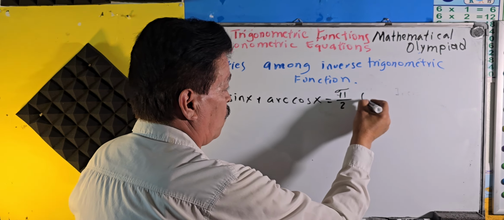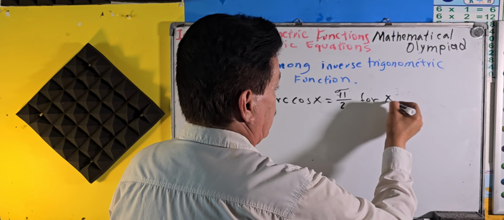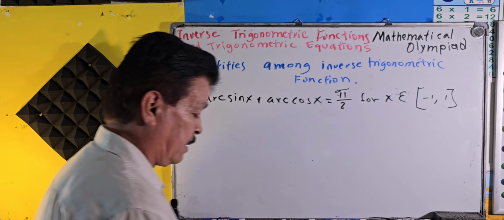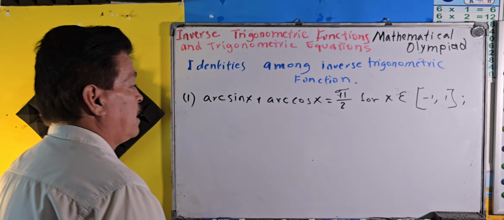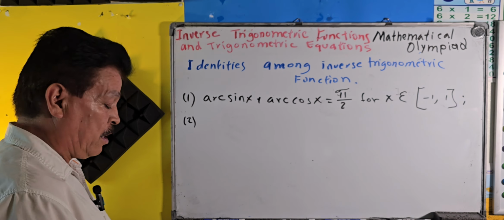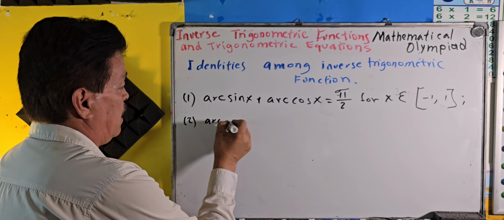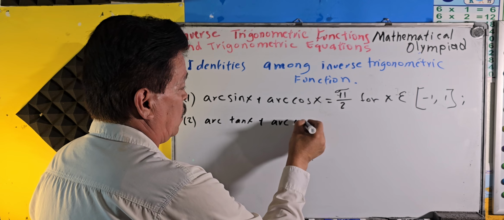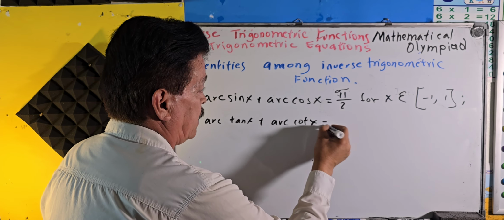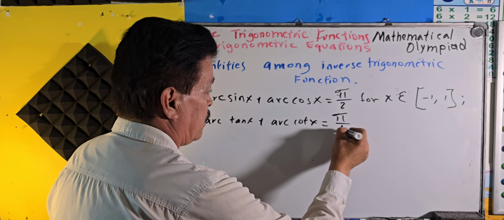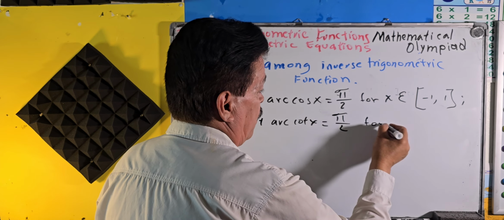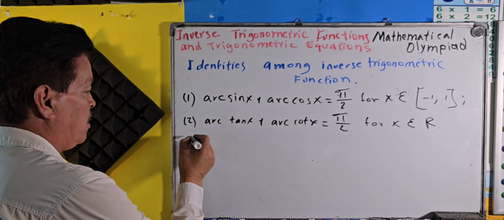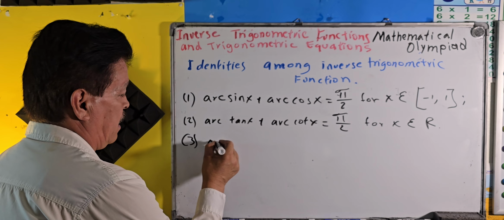Equals pi over 4, for x belonging to [-1, 1]. Okay, this is our first identity. The second one, property number two: arctan x plus arccotangent x equals pi divided by 2 for x belonging to R. R means the real numbers.